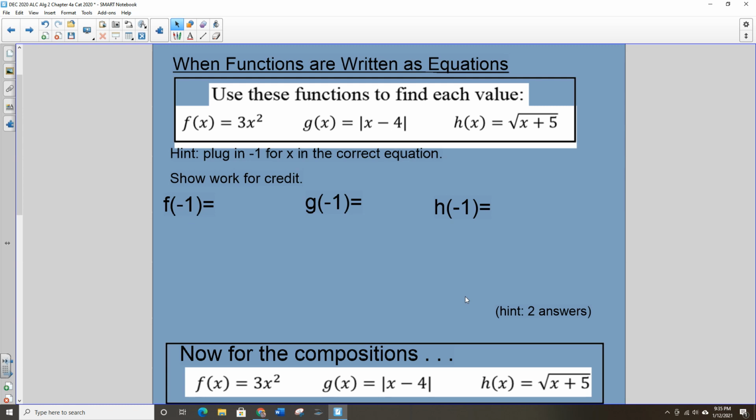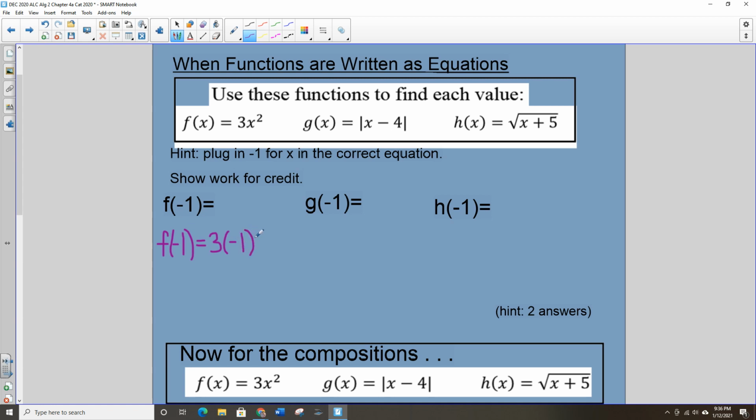And how it starts us out is that we're going to try plugging in 1 into each one of these to just see how different the results are. So if we put the negative 1 in for f of x, it's going to look like this. F of negative 1 equals 3, and then it's negative 1 squared.